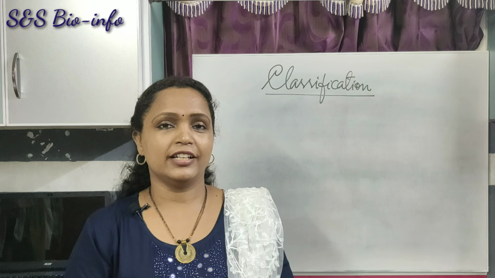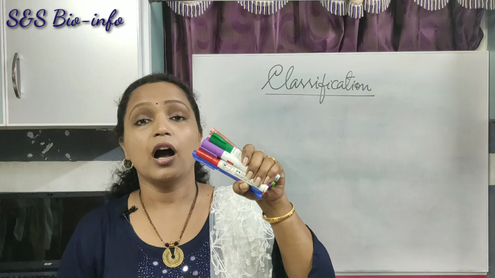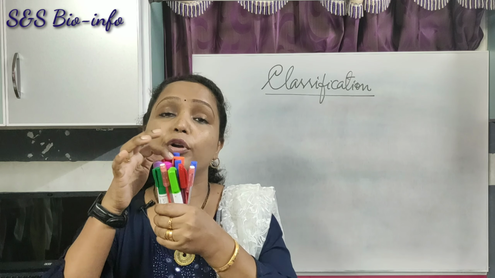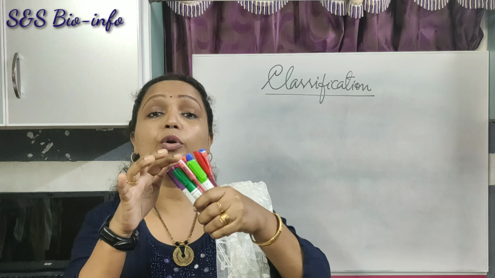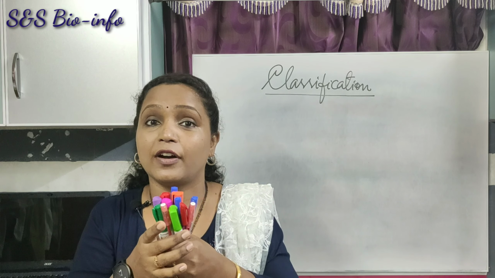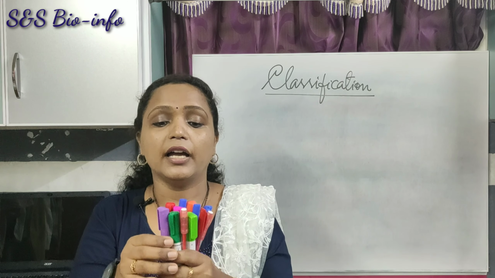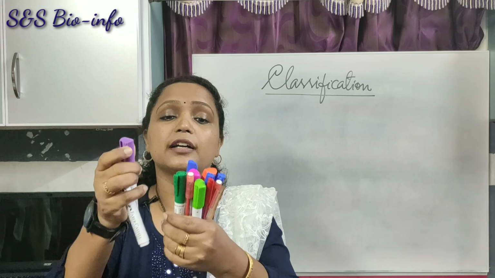Then all of you look here. If you get a group of pens like this, how would you classify them? You may classify them according to the color at first. Sometimes you may classify them according to the shape or size. Sometimes you may classify according to the utility of the pen. Here I can group them as marker pens.